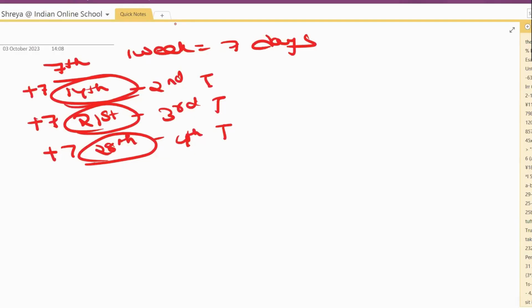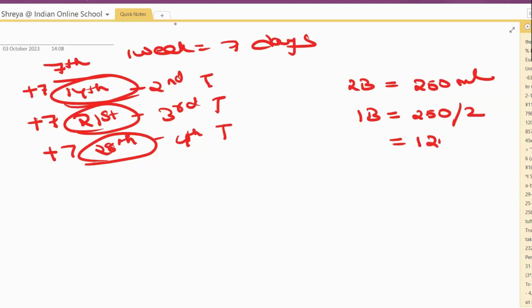Next, number 30. There is one container. Let's take this as a container. One container which is equal to 1, 2, 3, 4, and 5 bowls. And 2 bowls weigh 250 ml. So first you need to find the capacity of 1 bowl. If 2 bowls together weigh 250 ml, what can be the possible capacity of 1 bowl? Just divide, and that gives you 125 ml. That means 1 bowl's capacity is 125.